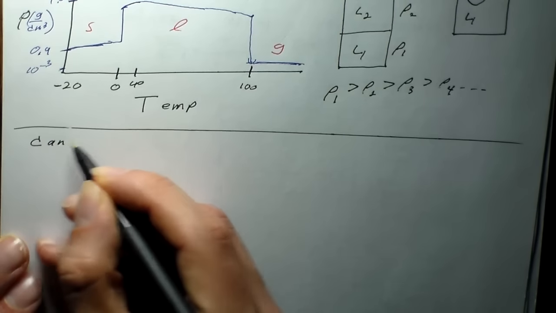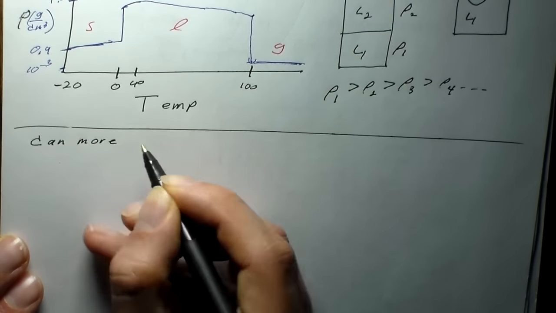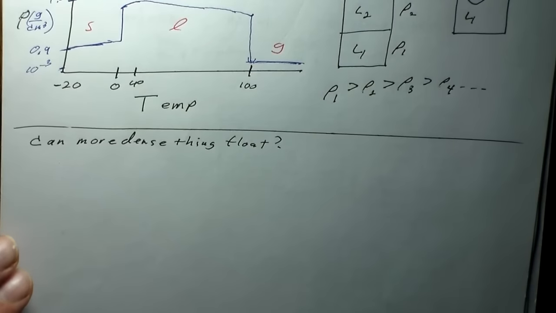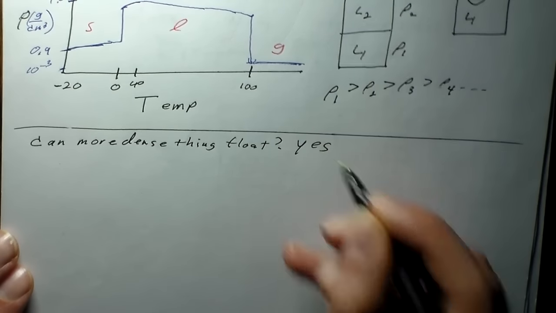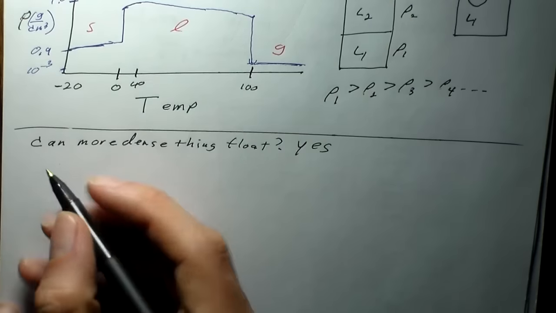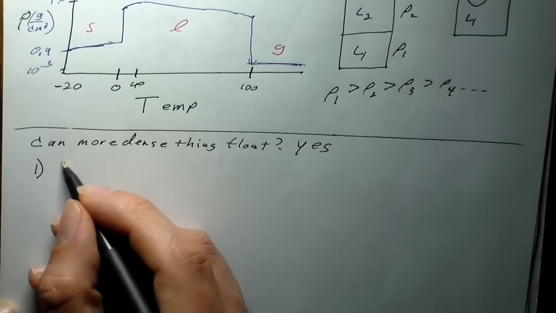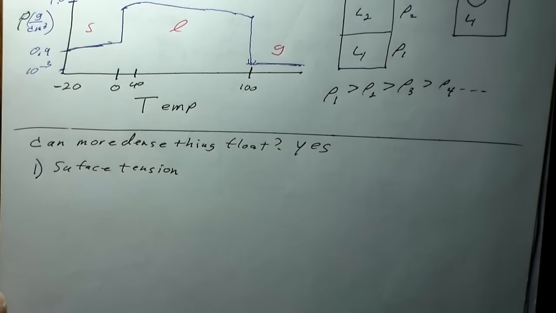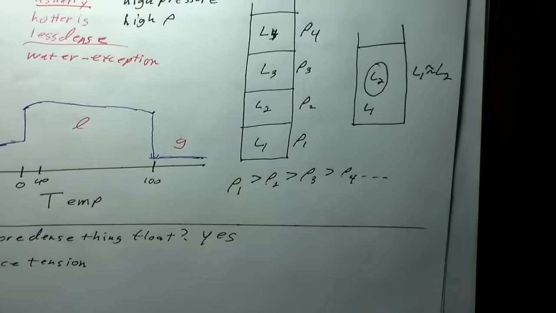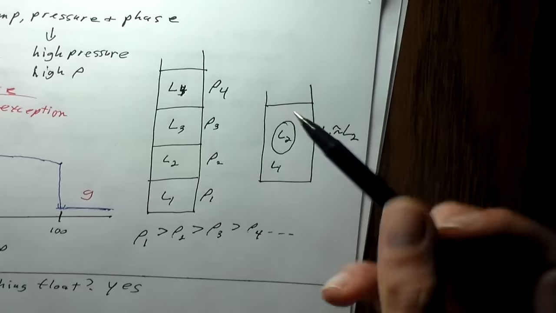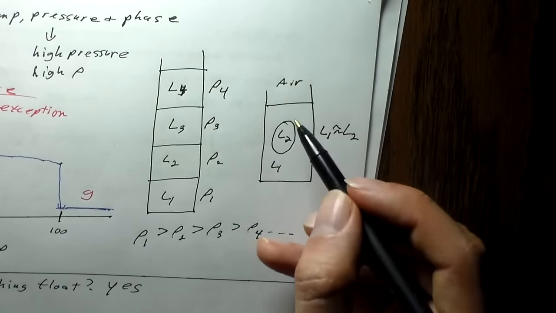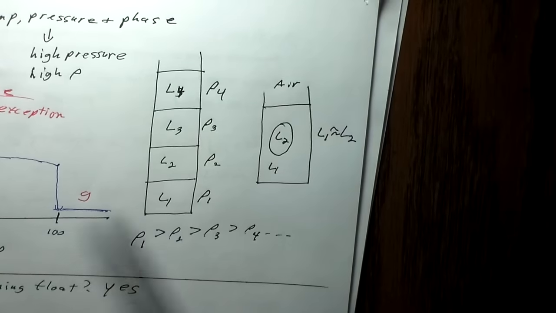Here's an interesting little fact. Can a more dense thing float? And the answer to that is yes, assuming that you do it correctly. So first of all, we can use surface tension. And the way you can do that is on the top of the water here. So if we look at our liquid, and let's assume this is water, there's an interface. So this is going to be air up here, and then we have the liquid. And between this interface, there's this surface tension.